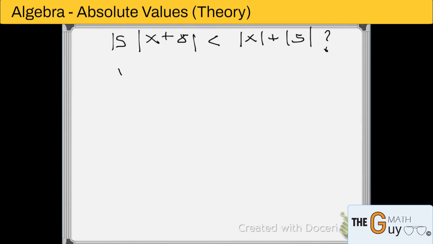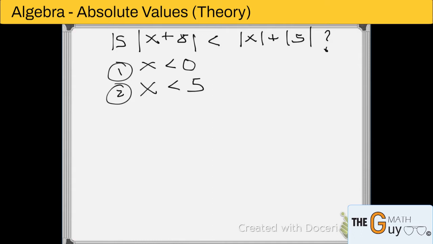Alright, statement 1 is that x is less than 0. Statement 2 is that x is less than 5. Okay, I don't know, it's just a random question. So is absolute value of x plus 5 less than absolute value of x plus absolute value of 5?